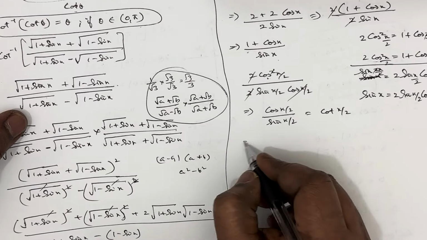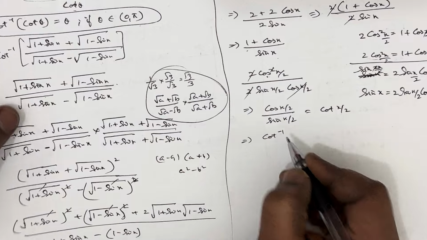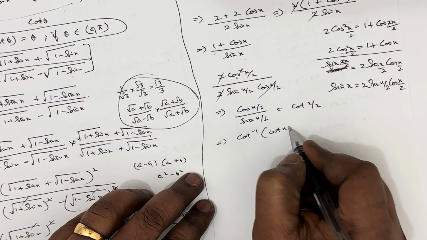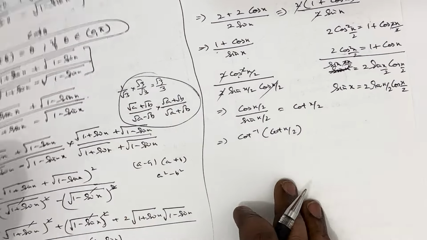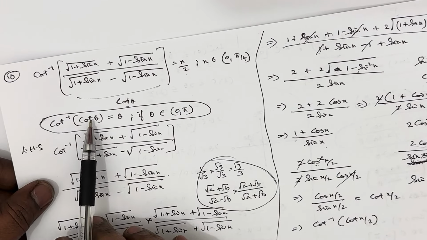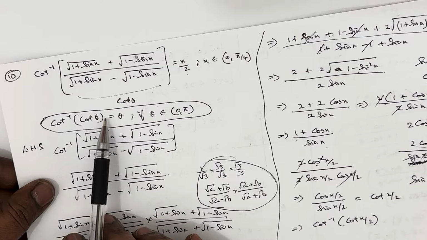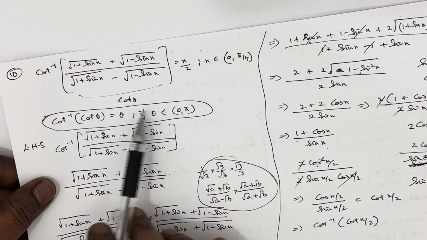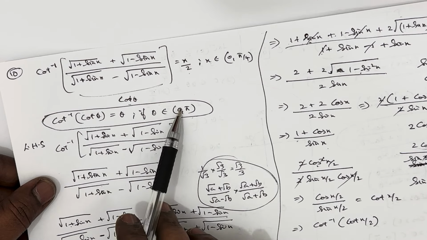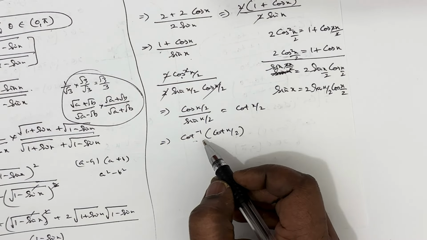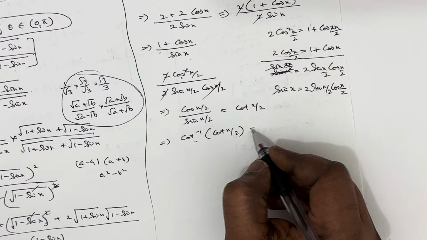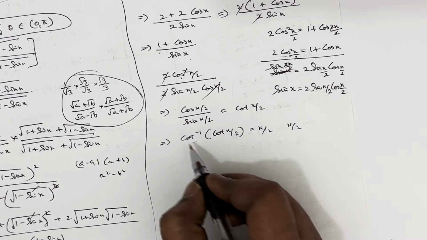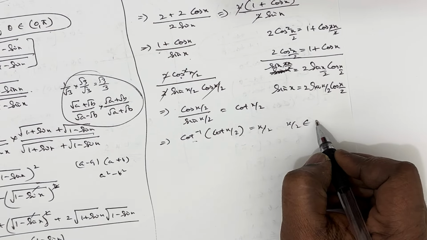So we'll have cot inverse of cot x by 2. Now according to the property, cot inverse cot theta will be equal to theta only when this theta is in the range of the cot inverse. The same way cot inverse cot x by 2 is equal to x by 2 only if this x by 2 belongs to the range of cot inverse, that is 0 to pi.